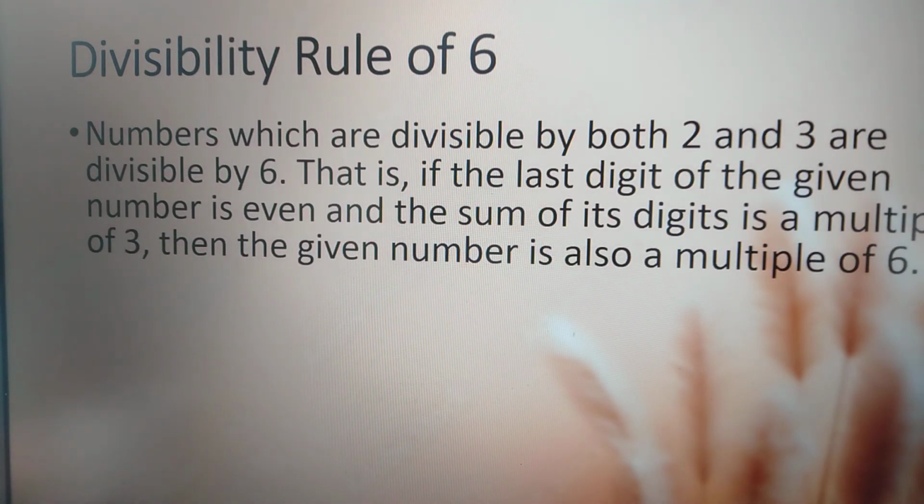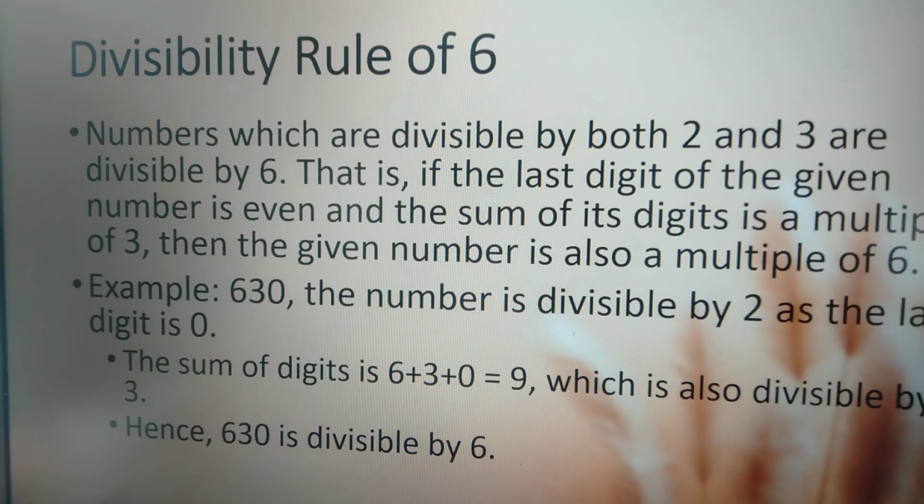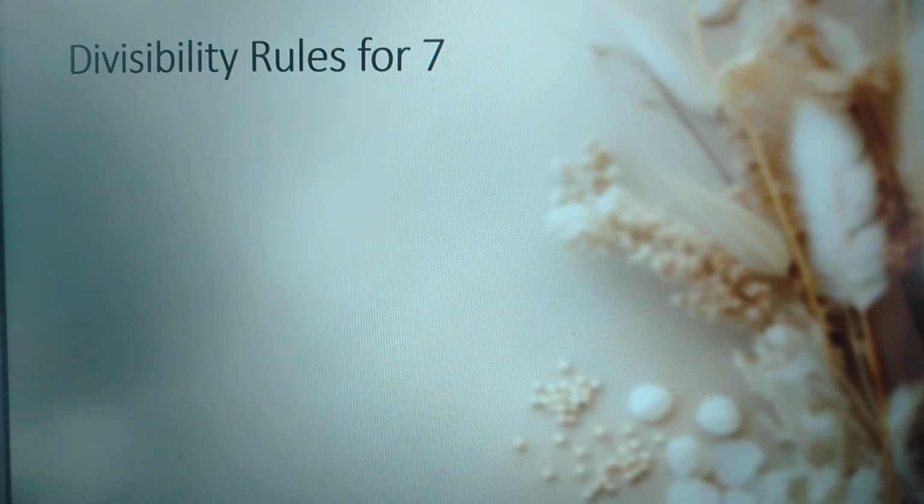The next rule is 6. The divisibility rule of 6 states that numbers which are divisible by both 2 and 3 are divisible by 6. That is, if the last digit of the given number is even and the sum of its digits is a multiple of 3, then the given number is also a multiple of 6. For example, 630. 630 has a last digit of 0, which is even, so it is divisible by 2. If we add the digits, 6 plus 3 plus 0 equals 9, it is also divisible by 3. Therefore, 630 is divisible by 6.